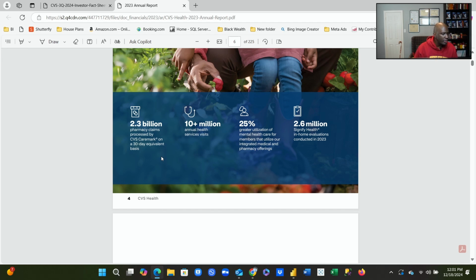10 million annual health service visits. So the patients are going to the providers, and they had 10 million health service visits. How many of those visits were just normal annual visits? How many of those annual visits turned out to be something the patient needed to have treated? How many turned out to be something that needs operations or all kinds of stuff?